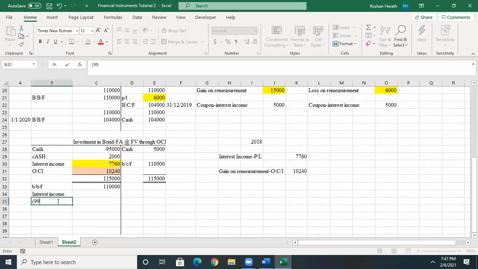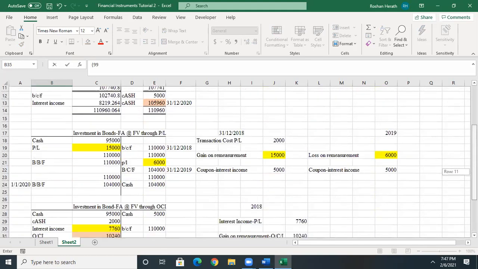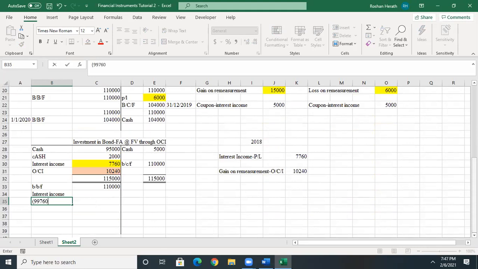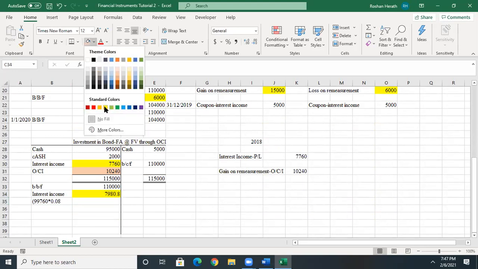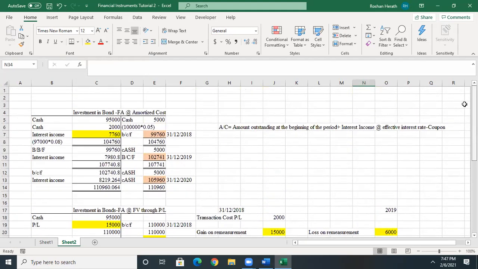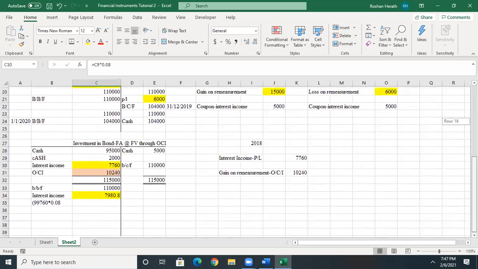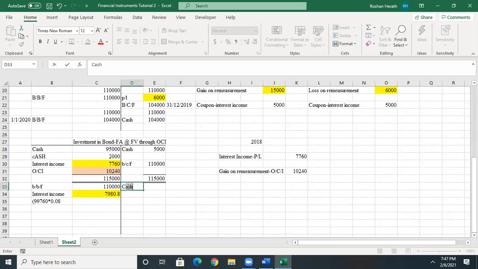In other words, there is no difference. It is treated just like a financial asset at amortized cost. Right? So apply this, and that is your interest income. 99,760 into 8% is 7,980. That is exactly similar to the amount you had earlier. The amount is equal. No problem. Then you have the coupon cash, 5,000. Right. You got the cash 5,000.